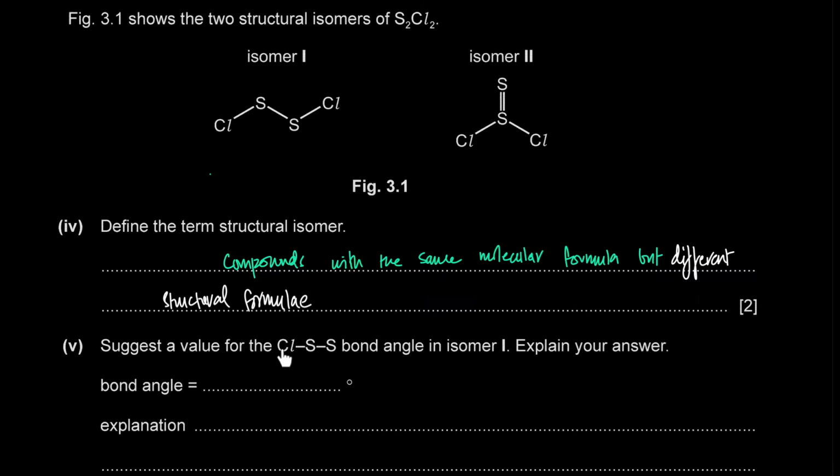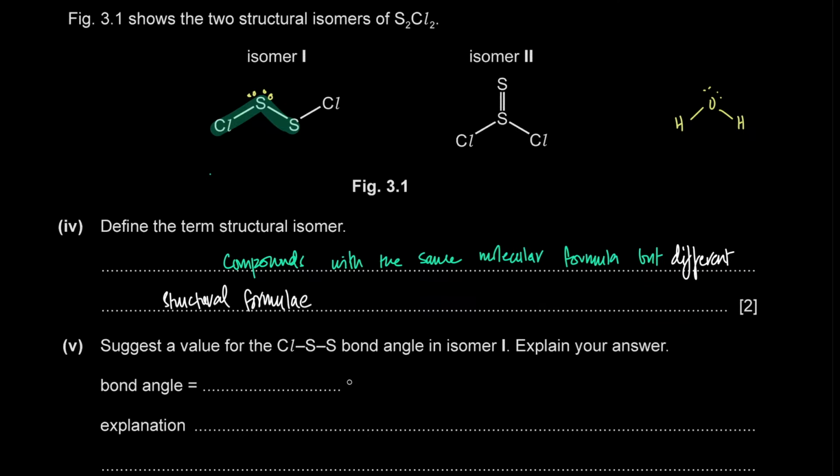Suggest a value for the ClSS bond angle in isomer 1. Explain your answer. So the bond angle that we're looking at is the ClSS bond angle, which is this one over here. Now sulfur is in group 16, the same group as oxygen. So it has 6 valence electrons. 2 of them are bonded, and then 4 of them are not bonded, so we have 2 lone pairs. So this is very similar to what we have with water, right?